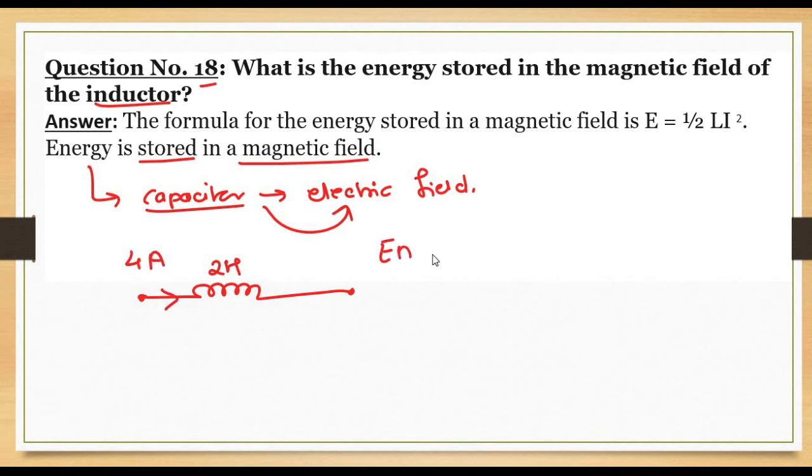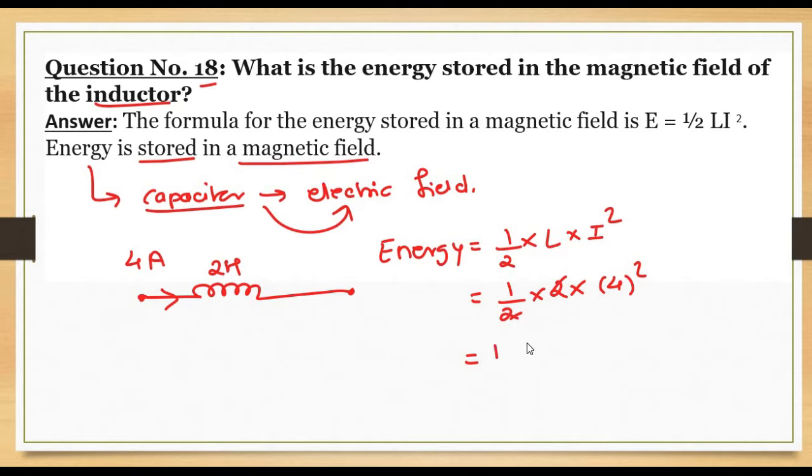Now the energy stored will be given as half into L, means value of inductor, into I square, that is current flowing through it. So it will be half into 2 Henry into 4 ampere square. So this 2 will get cancelled, and this will be simply 16 joules of energy. And the unit of inductor is Henry.